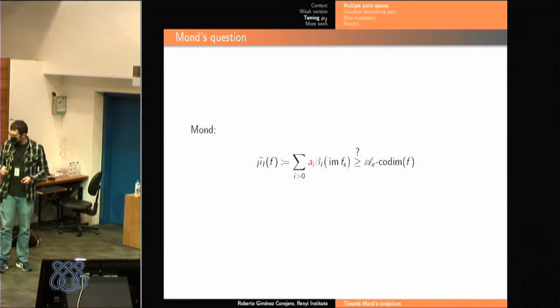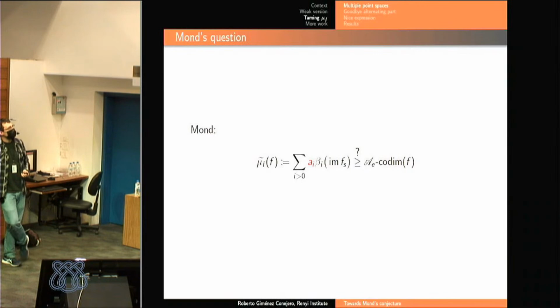Indeed, during my PhD defense, David Mond asked me that, okay, maybe the conjecture is false, but what happens? Are there any coefficients or any weights such that when you add the weights to the Betti numbers, the inequality holds? Well, we will see that this is not the case. We can compute these with a multiple point space.